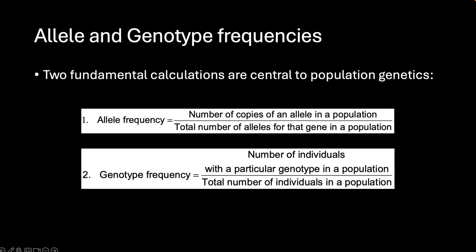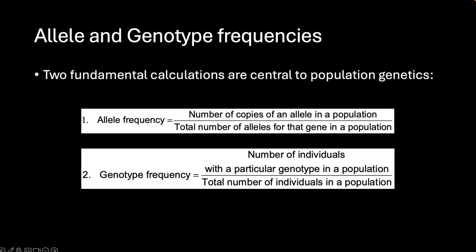Okay, so now that we have covered that terminology, let's take a look at two simple equations that we use to measure frequencies of alleles and genotypes in populations. As you can see, these equations are very straightforward, so let's jump straight in. Allele frequency is the total number of copies of a particular allele in the population divided by the total number of alleles in the population. Remember that each organism has two copies of each gene, thus two alleles.